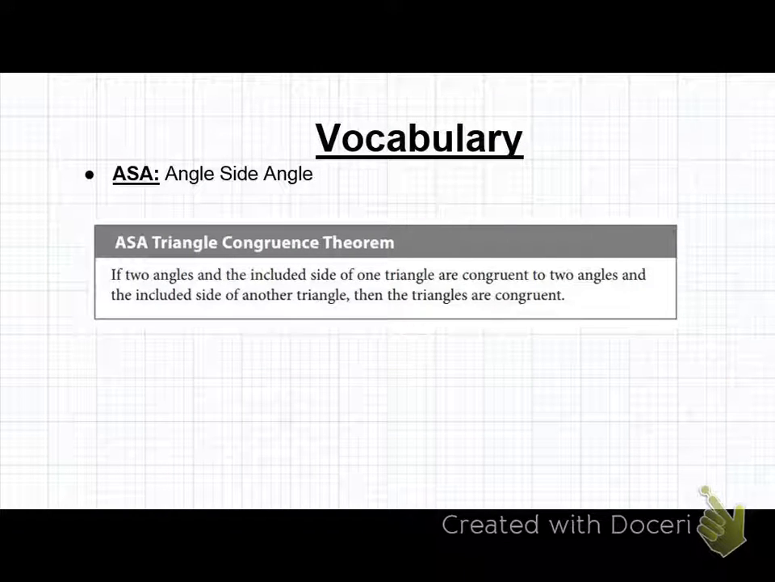Vocabulary, you don't have to write this down, but this is the theorem. And you need to know this for when you go to Integrated Math 2 next year. You'll be using this. So the angle side angle triangle congruence theorem is: if 2 angles and the included side of one triangle are congruent to 2 angles and the included side of another triangle, then the triangles are congruent. So you'll be using this rule next year when we start doing proofs in Integrated Math 2, okay?